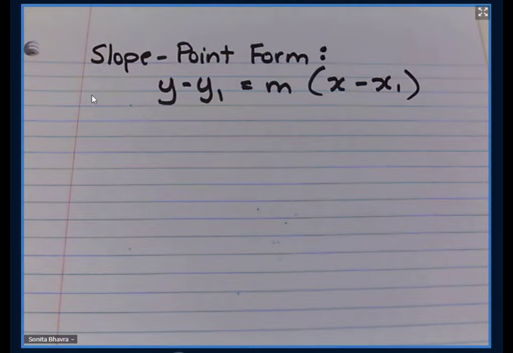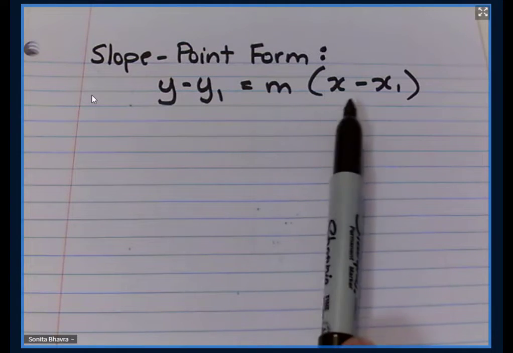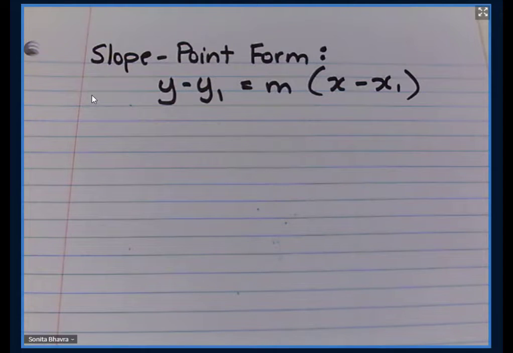The lesson we're going to focus on is a new form of writing a linear equation, and it's y minus y1 equals m(x minus x1). That's the new form we're going to learn today. But let's do a quick recap of the two other forms we've learned.